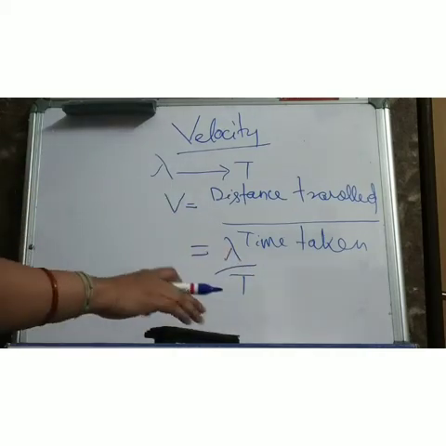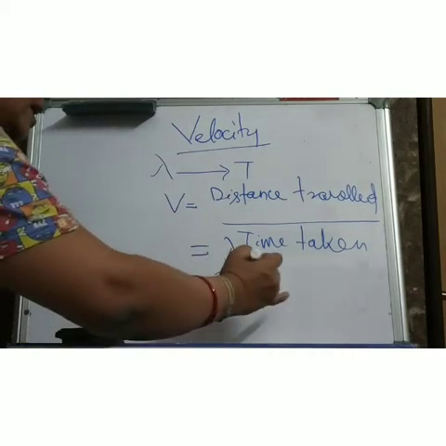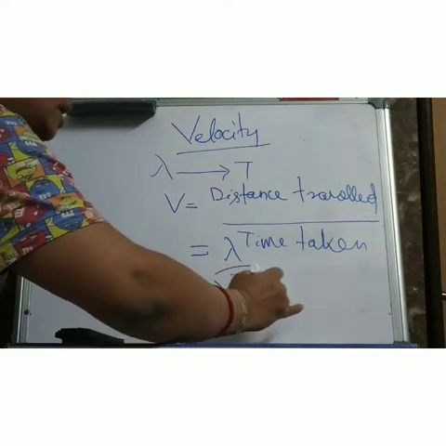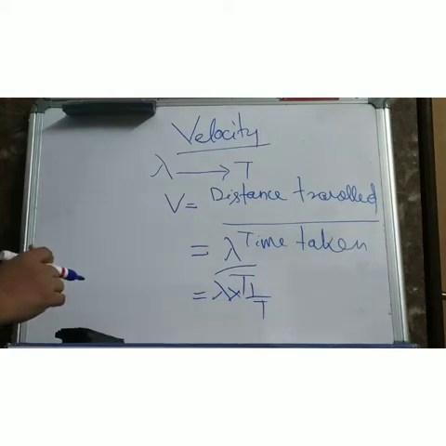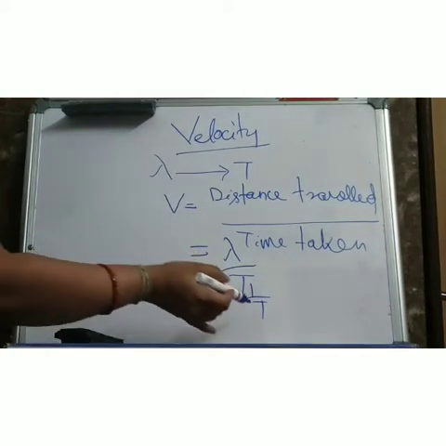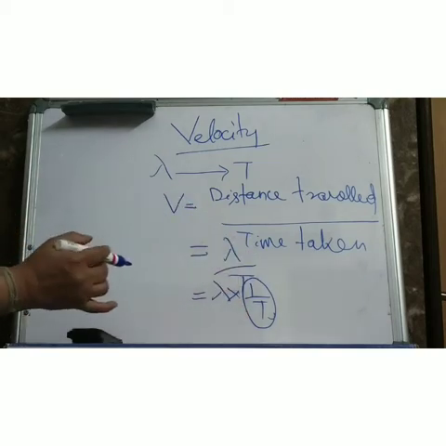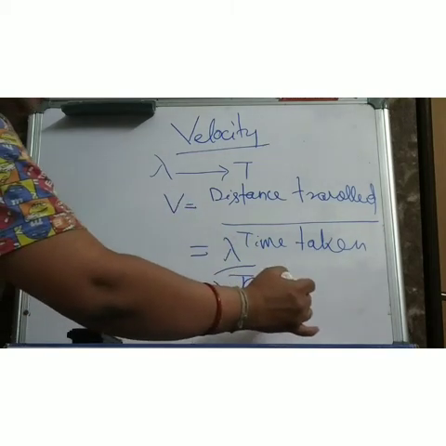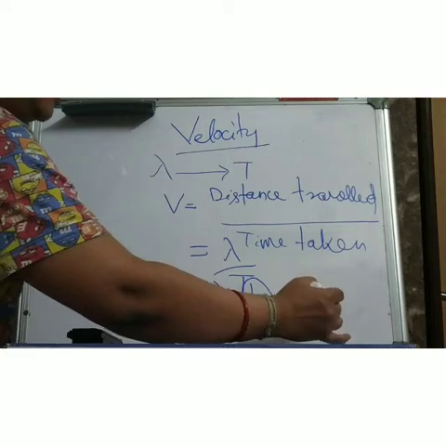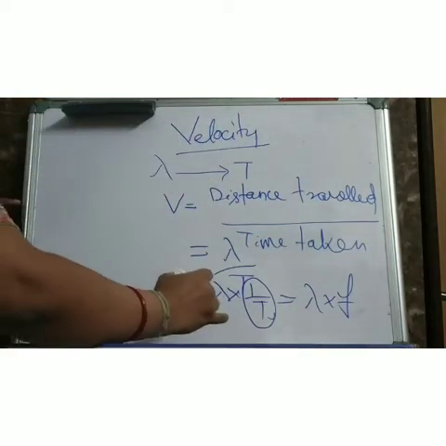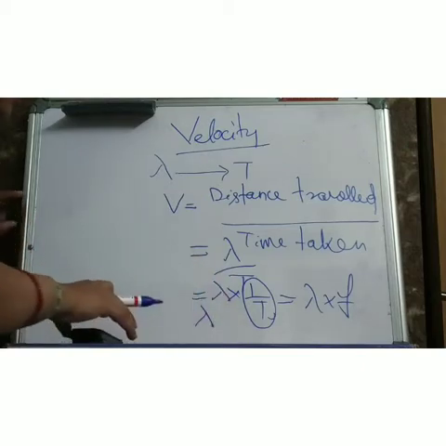What is this lambda by t? We can write lambda by t as lambda into 1 by t. And in the last video we have discussed what this 1 by t is. This is your frequency f. So it is lambda into f.